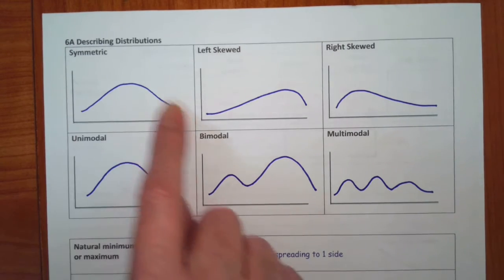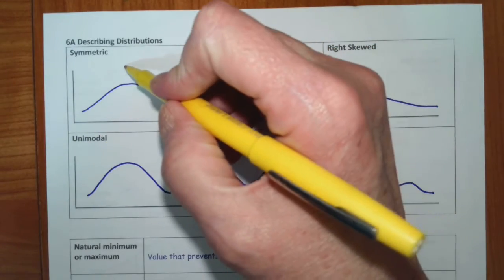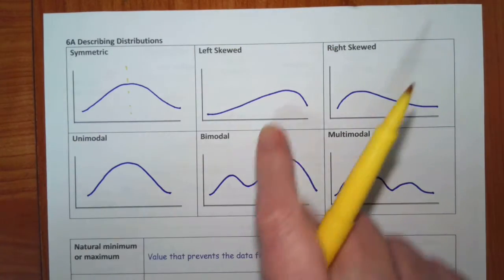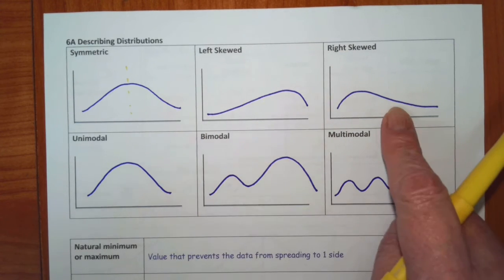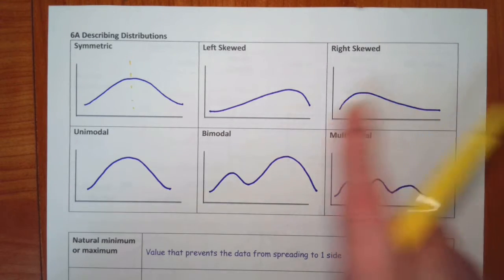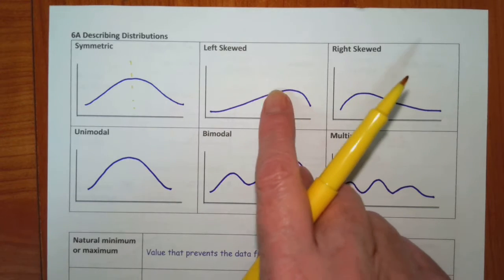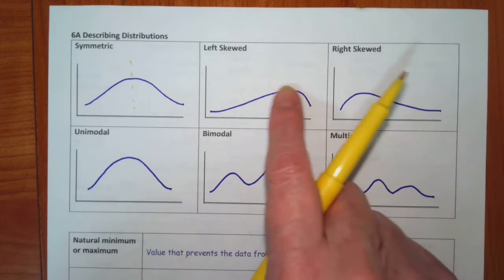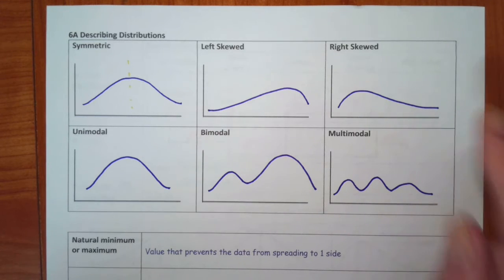Symmetric is when it's the same shape. If you were to cut this down the middle, it would be basically the same shape on both sides. Left skewed and right skewed. Now, I always get these backwards. Don't know why. But when I think of skewed, I think of skiing. So I would ski down this part of the hill. So if it's skewed left, you would ski to the left. If it's skewed right, you would ski to the right.